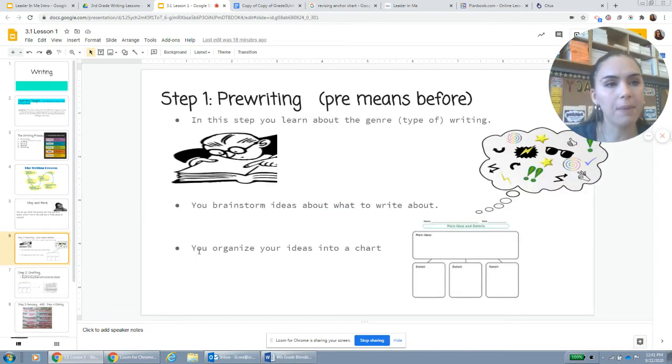So the first step is pre-writing. In this step, you learn about the genre of writing that you're going to be writing about, the type of writing. You also brainstorm ideas about what to write about, and you organize your ideas into a chart. So this step is actually really important because sometimes as writers, we might not even know how to get started. This step is going to show you the tools to actually get started with a topic and go straight into writing.